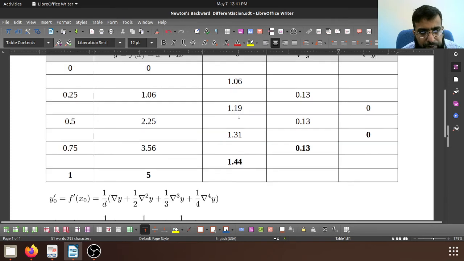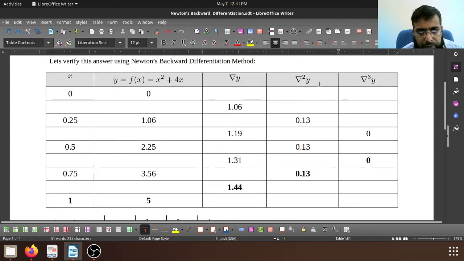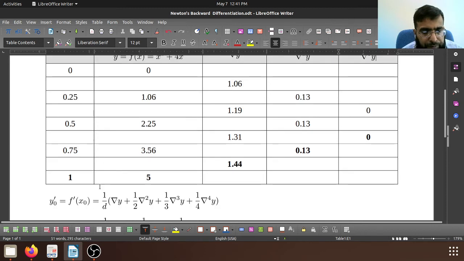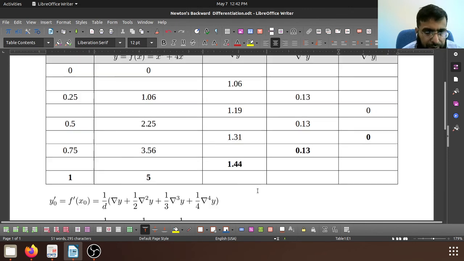Nabla y is 1.44. So how do you select the values of nabla y, nabla squared y, nabla cube y? From the x, we'll first move horizontally to y, and then we'll move diagonally up, like we did for Newton's backward interpolation method. From x, we go straight to y horizontally, and then we move diagonally upwards to find the values of nabla y, nabla squared y, nabla cube y, etc.